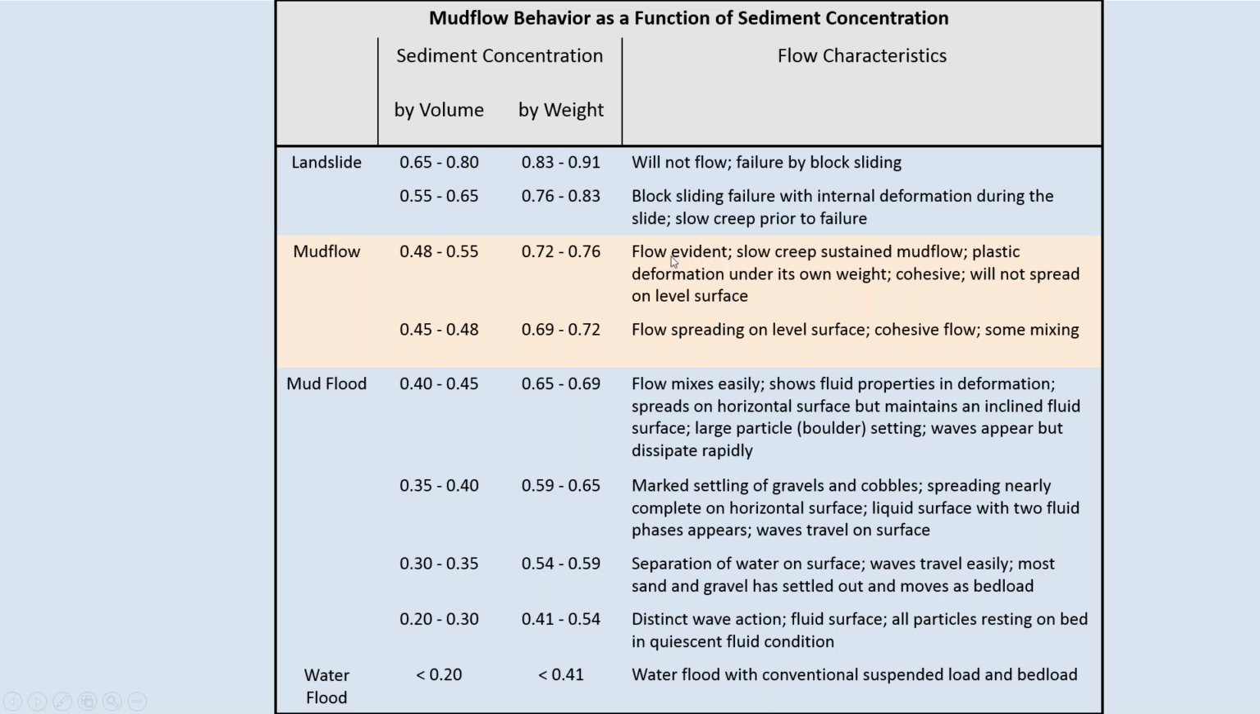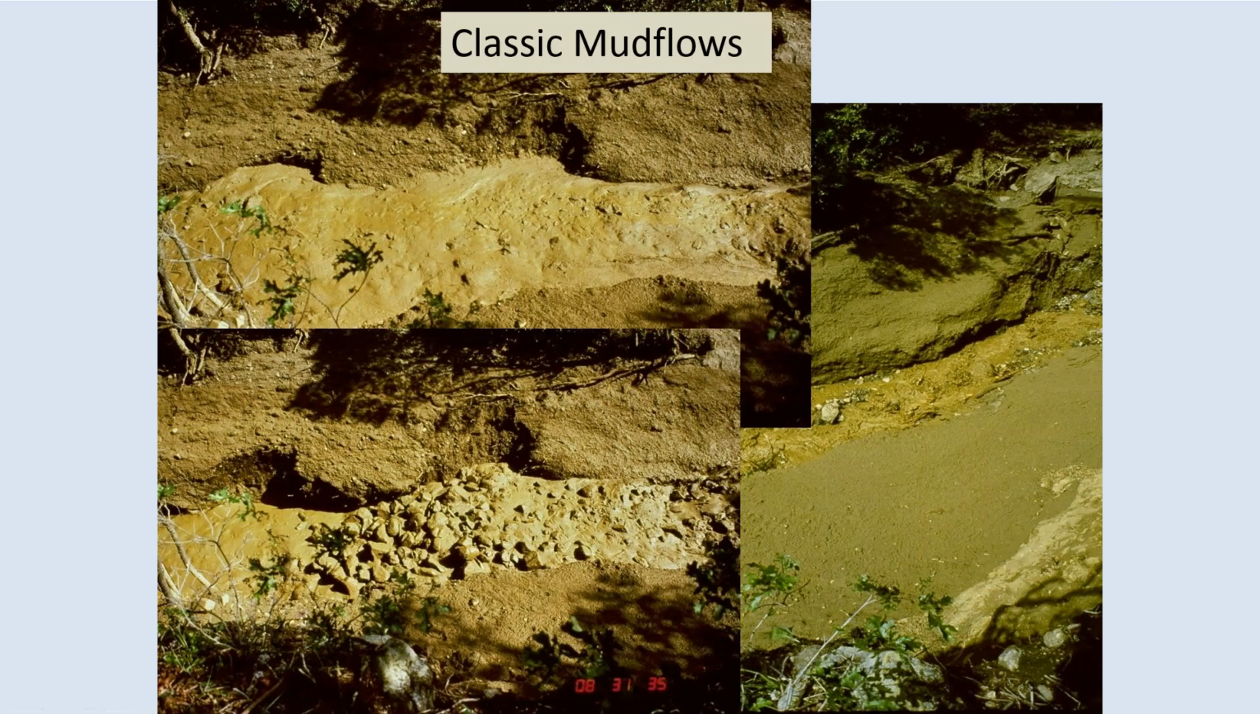Mostly above that, you're going to have more of a plastic deformation, deformation under its own weight. It's still going to flow as a fluid, but it's not going to necessarily spread on a level surface. And finally, above 55 to 60% concentration by volume, you're going to have block sliding failure with internal deformation. So I'm going to show you some videos of this. Let's take a look at a few pictures here first.